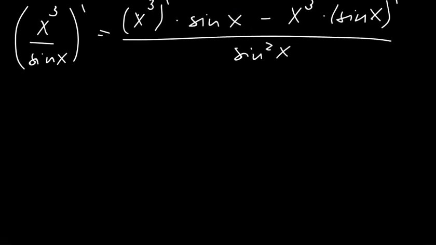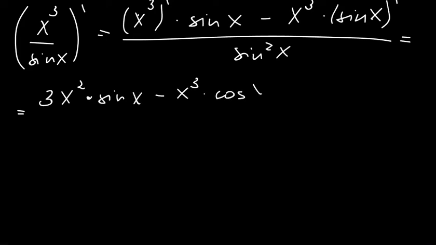Now we need to find a derivative of x cubed. That will be 3x squared times sine of x minus x cubed times cosine of x, okay? And it is divided by sine squared of x. That is our answer. You could try to simplify that, but all you would get would be taking x squared out before parentheses, and that leads nowhere, okay? So there is no point in doing that.